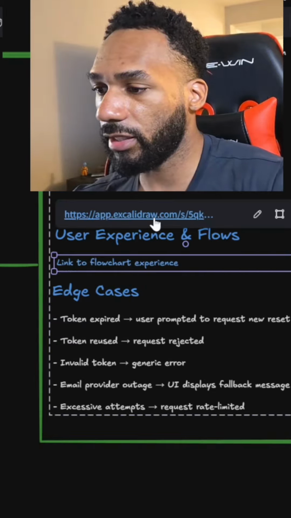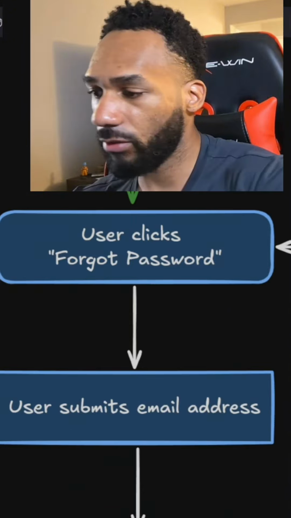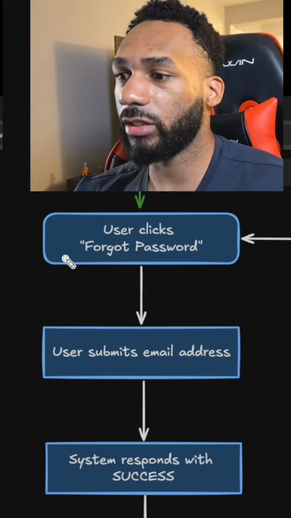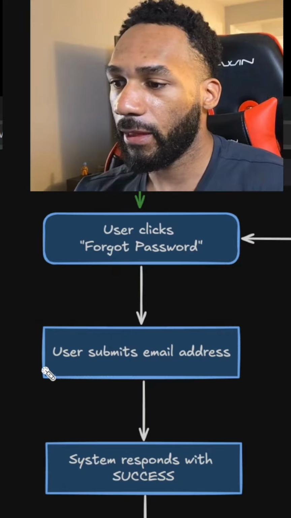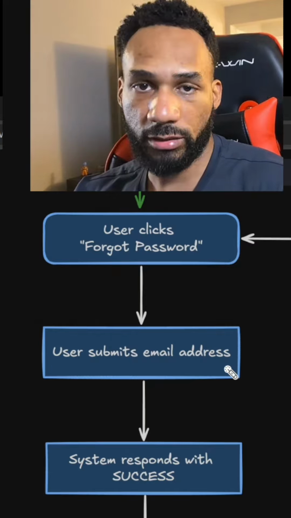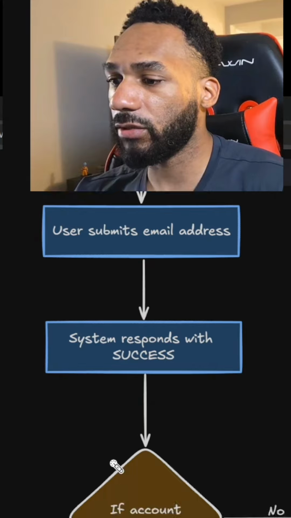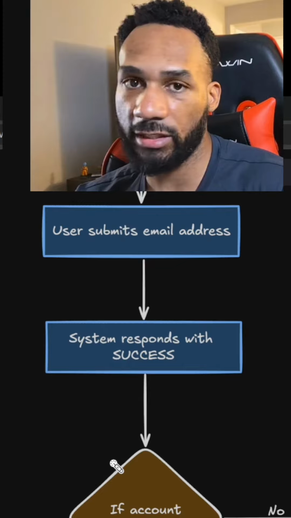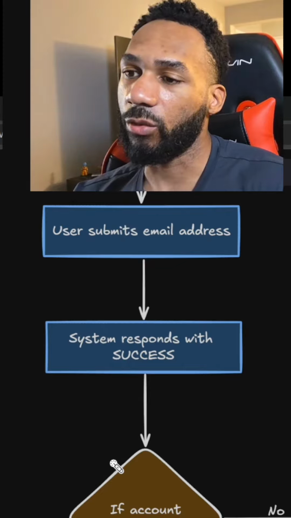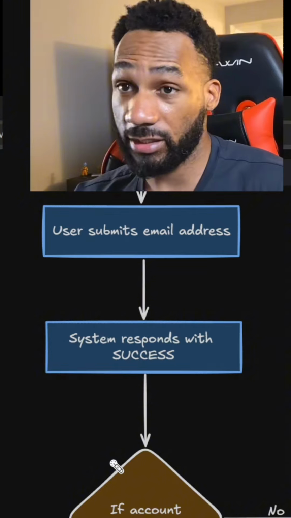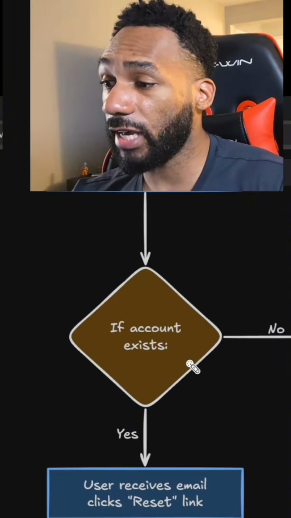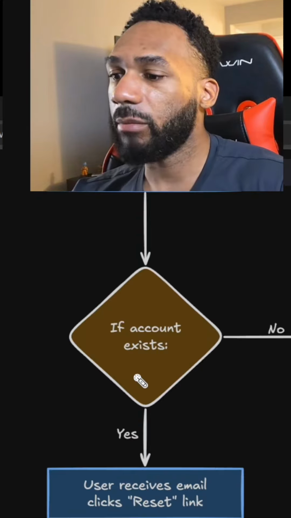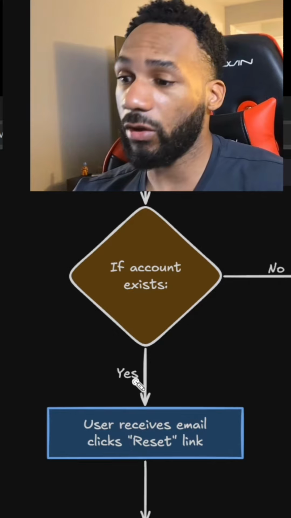So if I click this, this is going to take me to my flow. So here we got the forgot password link. So this is where the flow starts. The user clicks on this link, submits their email address, then the system responds with a success, meaning that the email is valid, and then we check on the back end to see if the account actually exists. If it does not exist, we show an error, we route back to the login screen. All right. But if it does, it continues on with the flow.